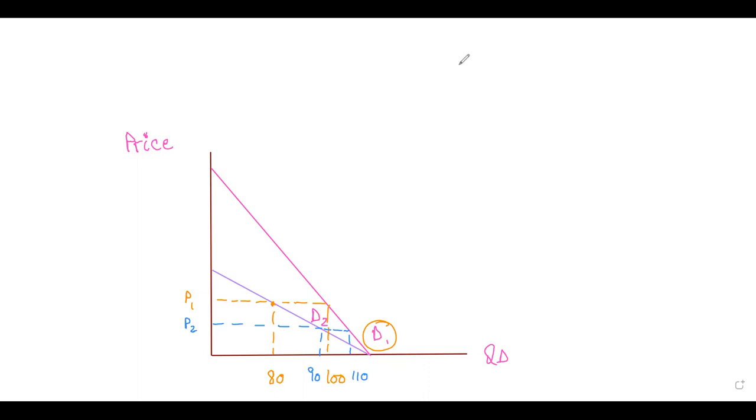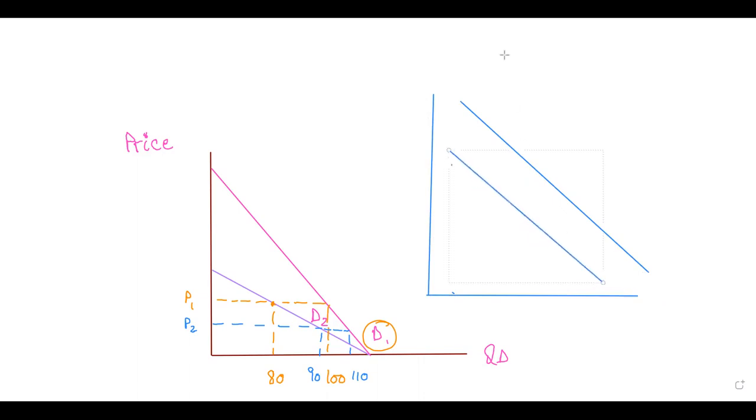Are you getting me? In our classes, we have always discussed that a decrease or increase in demand is a parallel shift. I can understand that this is the confusion. But if this is the demand and it shifts leftwards to D2, we say decrease in demand. Vice versa, we say increase in demand.